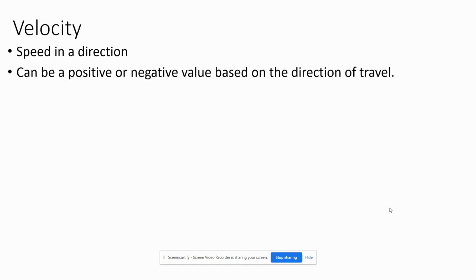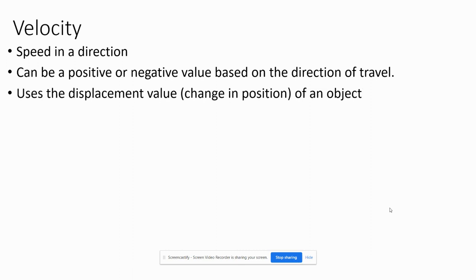Okay, so velocity, write this down. Velocity is basically the speed something goes, but direction matters. It matters if it's going north, south, east, forward, backward, okay? Speed in a direction. It can be a positive or negative value based on the direction of travel. Because, like displacement, direction matters, if I come back or I'm going backwards, my velocity can be positive or negative.